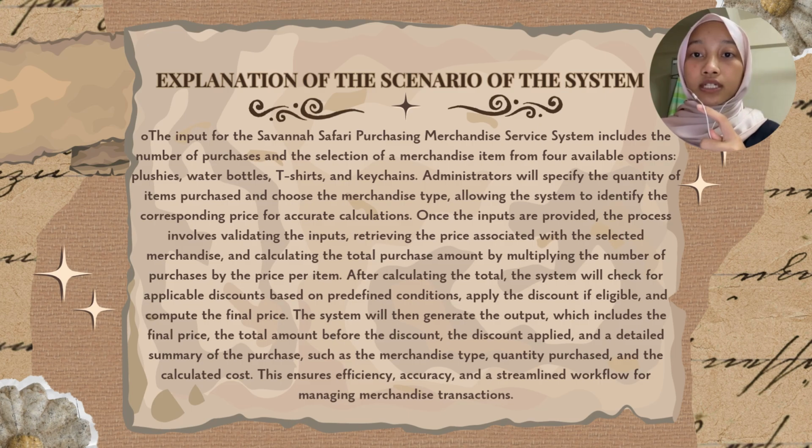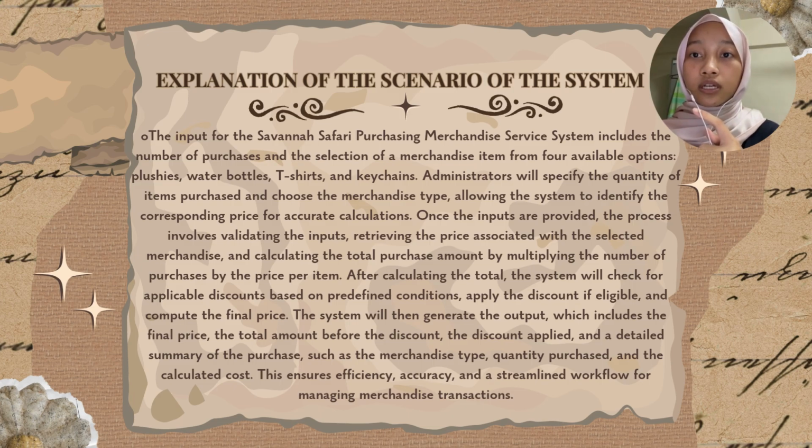The input for the Savannah Safari purchasing merchandise service system includes the number of purchases and the selection of a merchandise item from 4 available options, which is plushies, water bottles, t-shirts, and keychains. Administrators will specify the quantity of items purchased and choose the merchandise type, allowing the system to identify the corresponding price for accurate calculations. Once the inputs are provided, the process involves validating the inputs, retrieving the price associated with the selected merchandise, and calculating the total purchase amount by multiplying the number of purchases by the price per item.